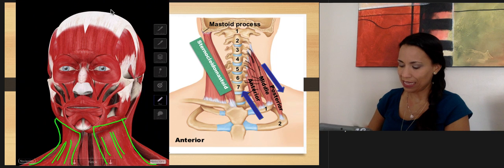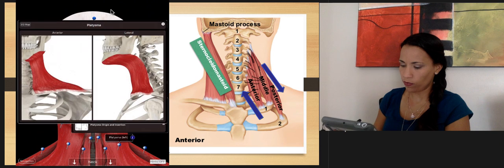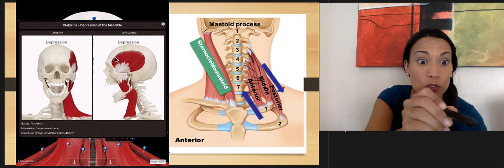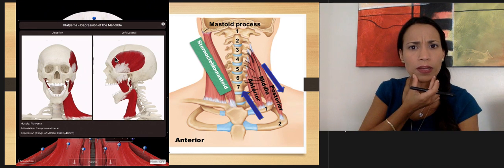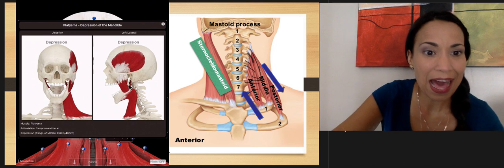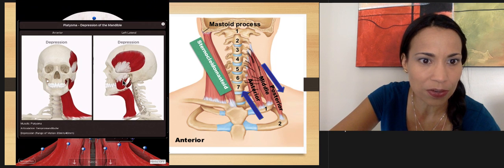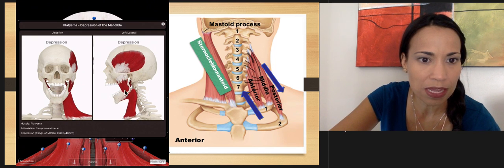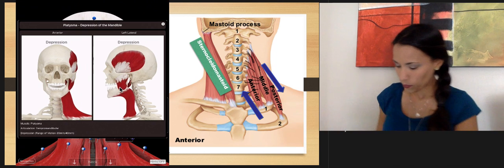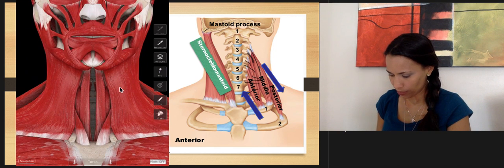Look at the attachment right here. It can also depress the mandible. Are you depressed? Depression of the mandible. Look in here, depression by platysma, elevation by masseter. Depression by platysma, elevation caused by the masseter. They are antagonists.